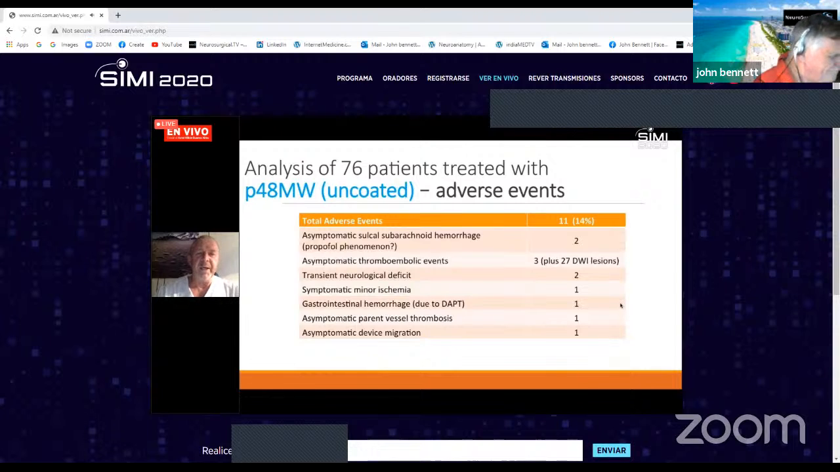We had thromboembolic events. 3 were really little small infarcts. The others were just DWI lesions on MR. So they are really frequent. We had 2 transient neurological deficits, 1 minor stroke, 1 gastrointestinal bleeding, 1 asymptomatic parent vessel occlusion, and 1 asymptomatic device migration.